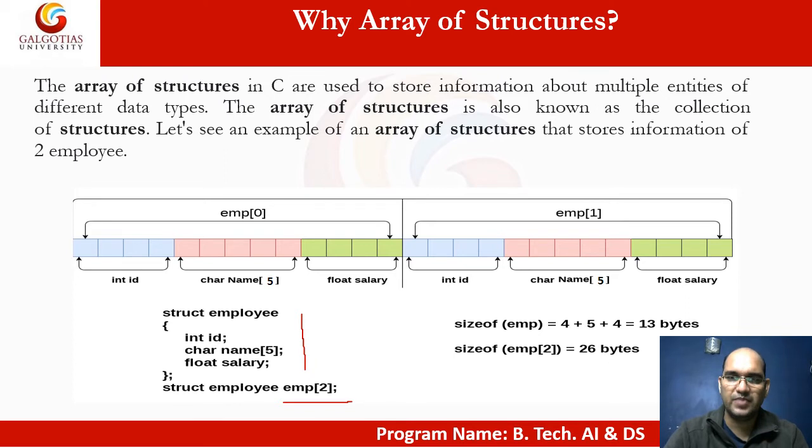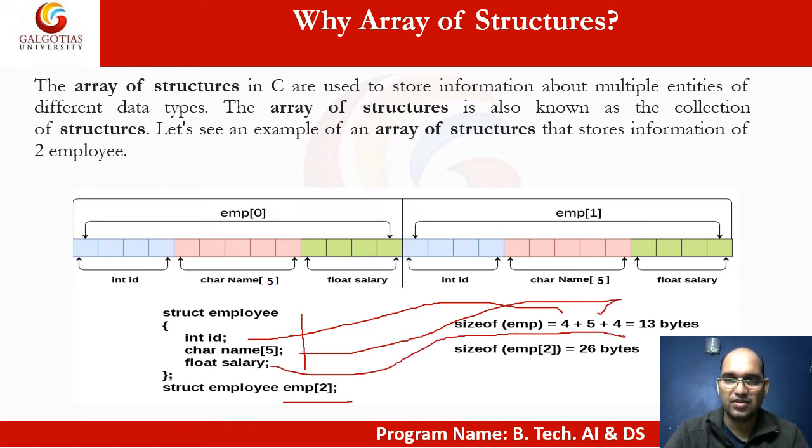So how much space will one record reserve in the main memory? Naturally, the first one is the int, so it will take 4. The second one is char of 5, so it will take 5. The last one is the salary, a float type, so it will take 4. So a total of 13 bytes will be reserved in memory for one record. But how many records have we declared over here? We have declared 2 records of this type, so in total it will take 26 bytes.